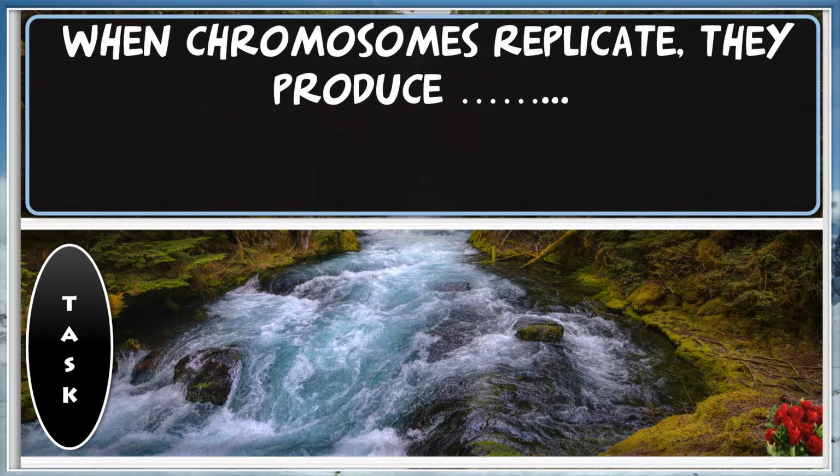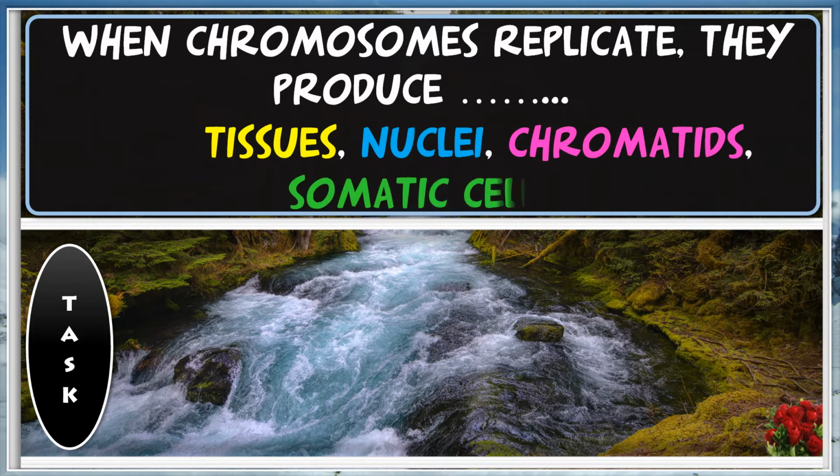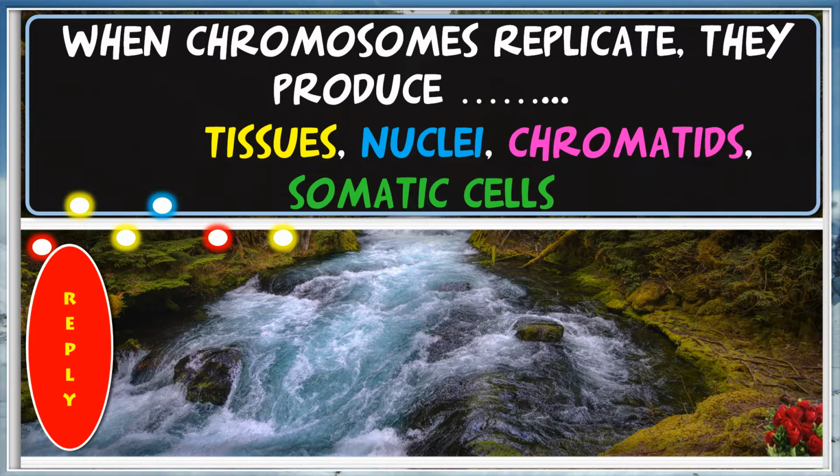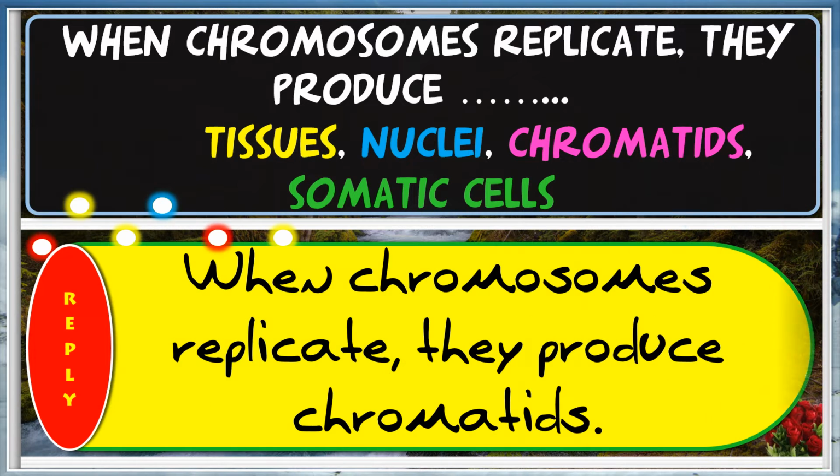When chromosomes replicate, they produce dash. Fill in the missing gap using the following words: tissue, nuclei, chromatids, and somatic cells. When chromosomes replicate, they produce chromatids.